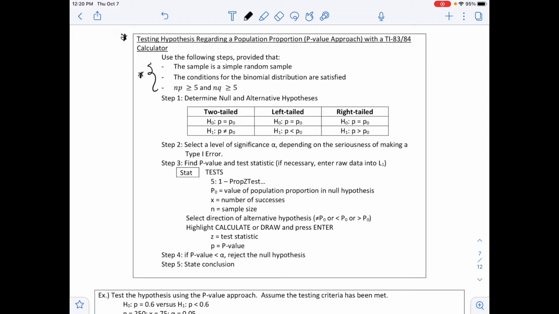The first one is a simple random sample for our sample. And the conditions for the binomial distribution are satisfied. Again, 4 things that you need to look up and check. And n times p and n times q are both greater than or equal to 5.